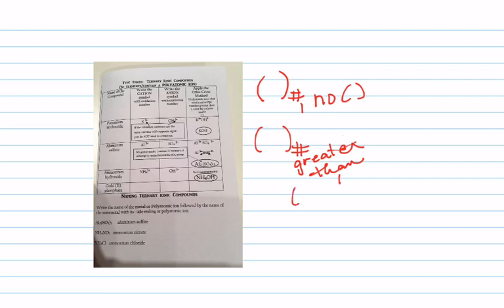Let me move this picture over. Okay, so again, if you're crisscrossing and this number that goes here is a 1, no parentheses. Okay? If you're crisscrossing and there's a number that's greater than 1, you need the parentheses. Okay?